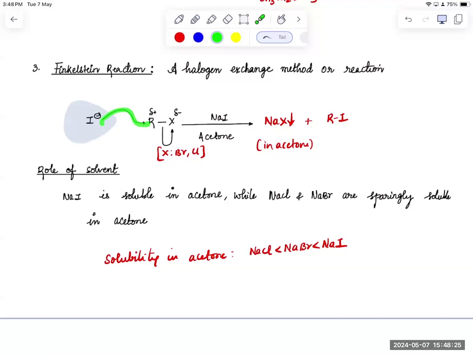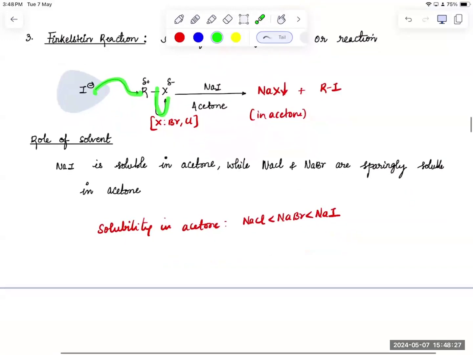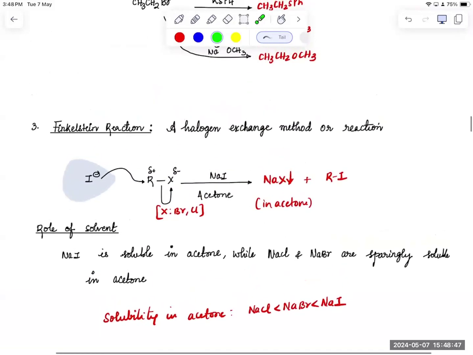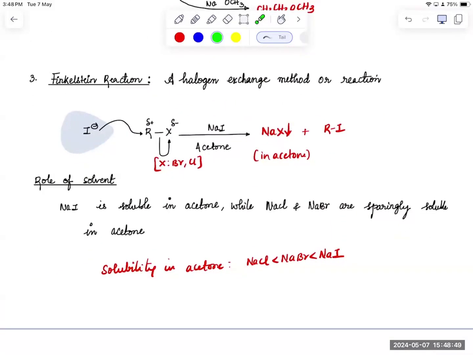So that is why I minus can attack, X minus can leave. So whenever you want to prepare alkyl iodide, Finkelstein reaction is used, because it can replace the chlorides and bromides and get that into NaI formation. So you can see NaCl and NaBr are sparingly soluble, whereas NaI is completely soluble. I hope all of you understood that. What is Finkelstein reaction? Yes, beta. Doubt? Is RI soluble in acetone? Yes, beta, RI is soluble.